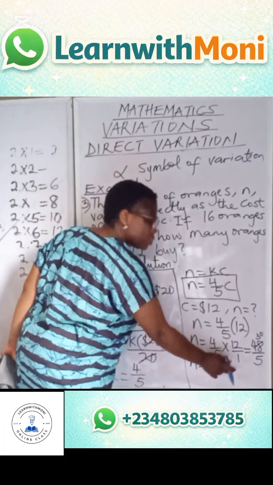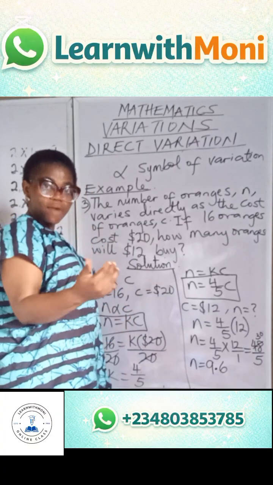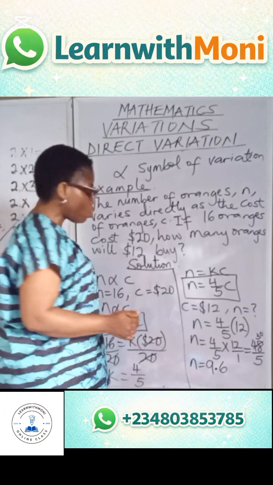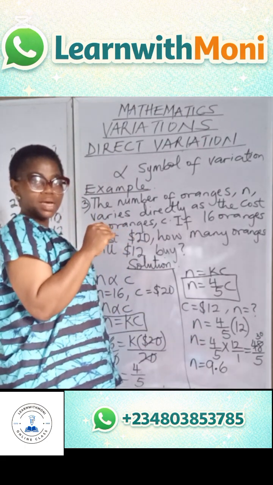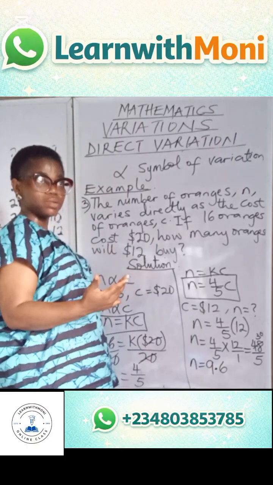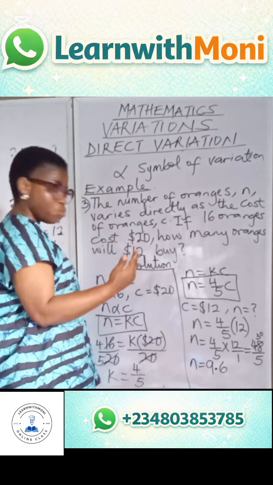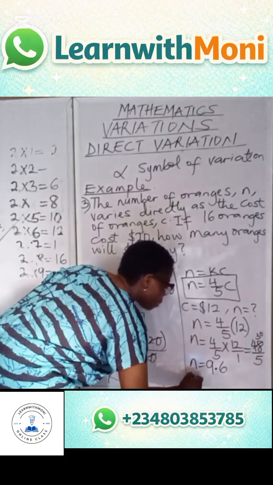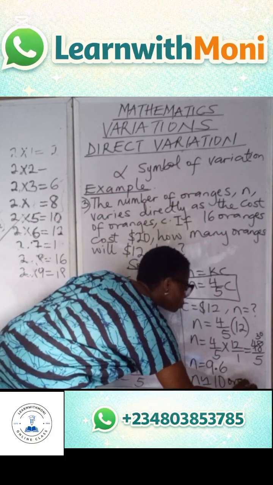This is 9.6 oranges. Because we can't sell a fraction of oranges, I have to round this number up to the nearest whole number. You don't leave your answer like this, because we are talking about oranges. Just like when we are talking about human beings, you can't have a fraction of a human being. So this is approximately 10 oranges.